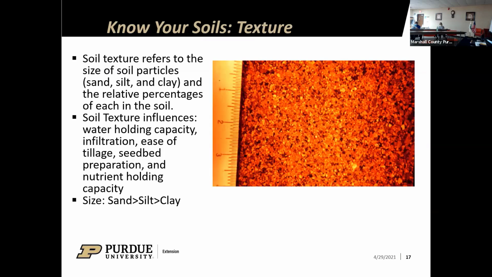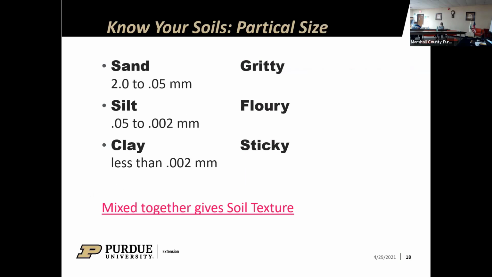So soil texture is what gives us some of our soil properties, which is a mixture of three small inorganic particles, which are sand, silt, and clay. The texture influences the water holding capacity, water infiltration, ease of tillage, seedbed preparation, and nutrient holding capacity. So as we go in size, it's sand, silt, and clay. Sand is 0.2 to 0.05 millimeters. Bigger than that would be called gravel. And it would be gritty, like on a sand beach.